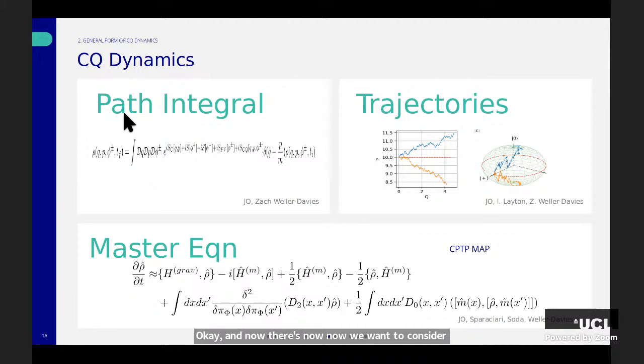We've done it in three different ways. We have a path integral approach, which is what I'll be talking about here. We have a trajectories approach, like an unraveling, and we have a master equation. And we've derived the most general master equation, the most general set of trajectories. And for the path integral, we don't know its most general form, but we've at least found a sufficient path integral, which is sufficient, meaning that the path integral gives rise to completely positive trace preserving dynamics.